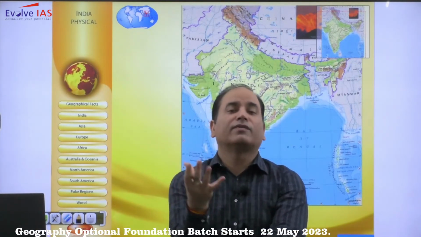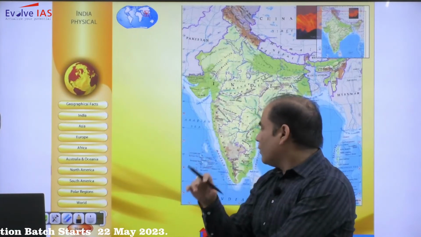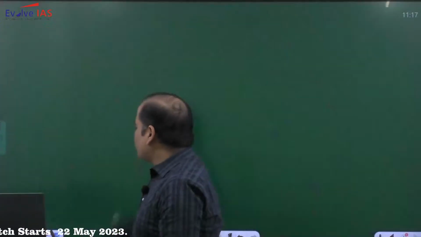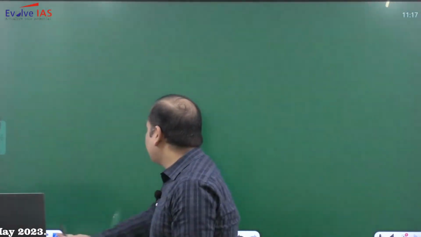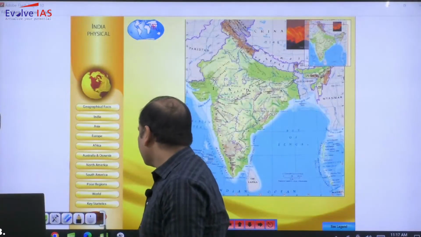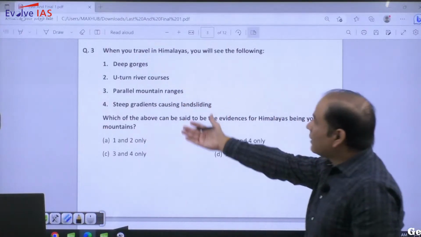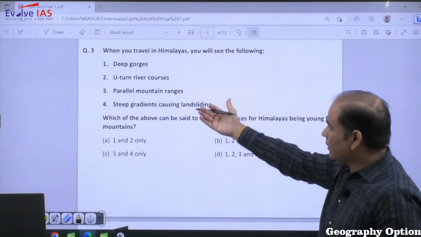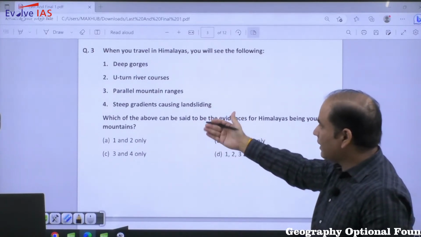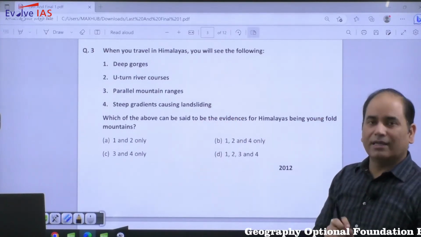This is also referred to as alpine mountain, tertiary mountain. So it's alpine mountain, tertiary mountain because it's a very young mountain. Now there are lots of features of young mountain. So what are the different features of young mountain? All these are the features of young fold mountain. Deep gorges are there, U-turn river courses are there, steep gradient causing landslide. All these are the features.